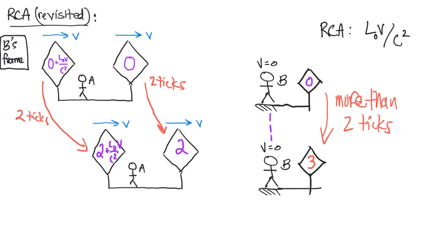So RCA tells us how 2 clocks in the same frame are related to each other in terms of their reading. Time dilation tells us about the elapsed time in one clock in one frame compared to the elapsed time of a clock in a moving frame. So time dilation compares 2 different clocks that are in different frames, and RCA compares 2 clocks that are in the same frame. If this still seems a little bit fuzzy or unclear, that's okay. We're going to talk about time dilation first and derive it, and then we'll revisit this distinction in the future.